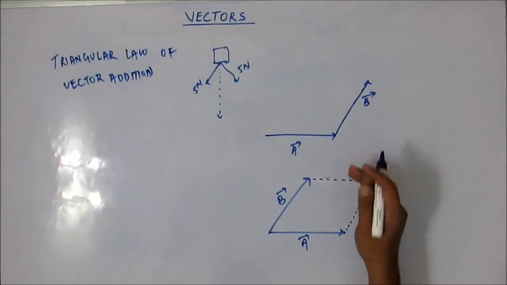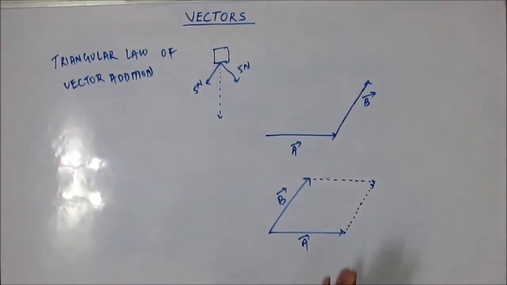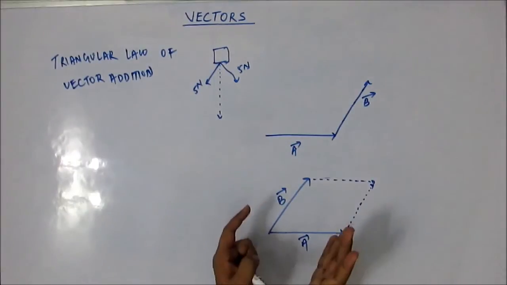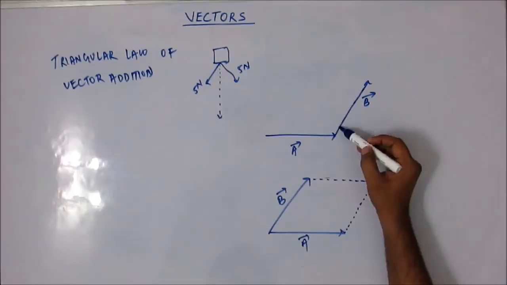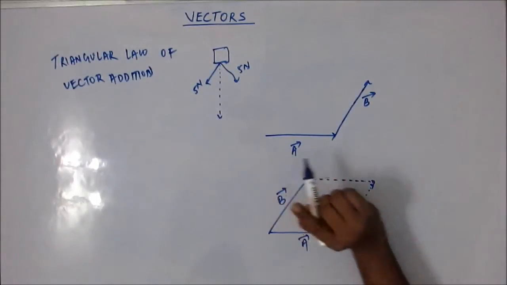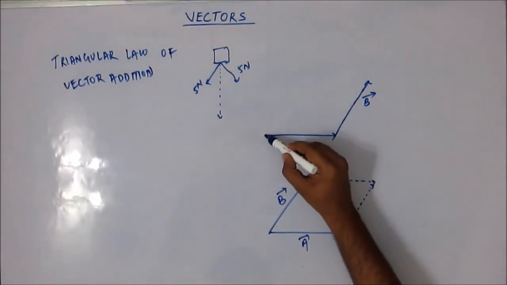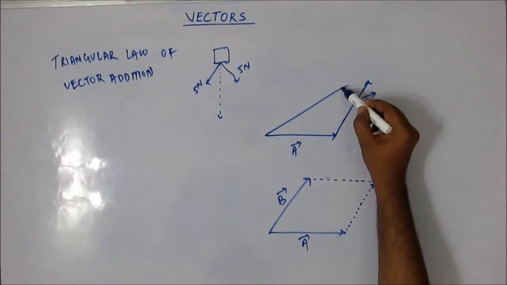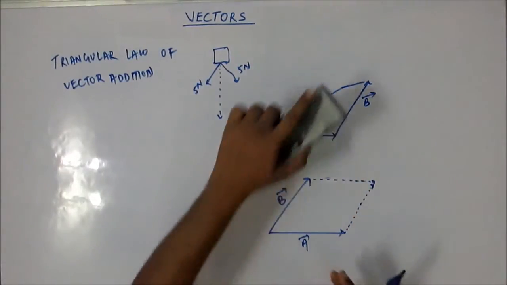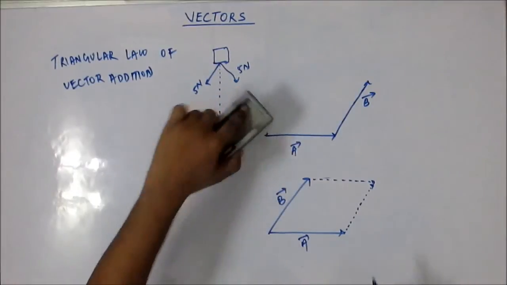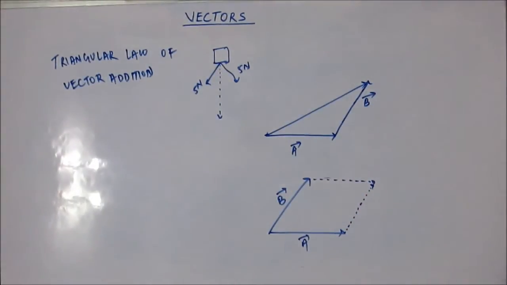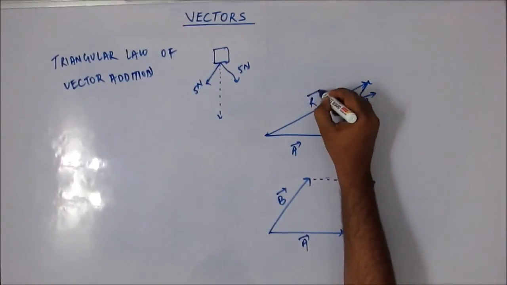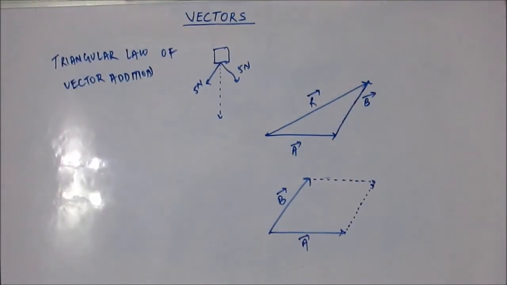I have chosen the orientation to be like this. I have brought the tail of B vector to the head of A vector. Now once we have done that, that is step number one. Once we have done step number one, we have to join the tail of the first vector to the head of the second vector through a straight line, like this. Now this vector is the resultant vector. This vector is the summation of both the vectors.